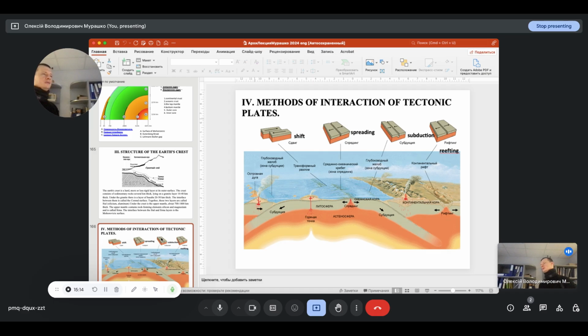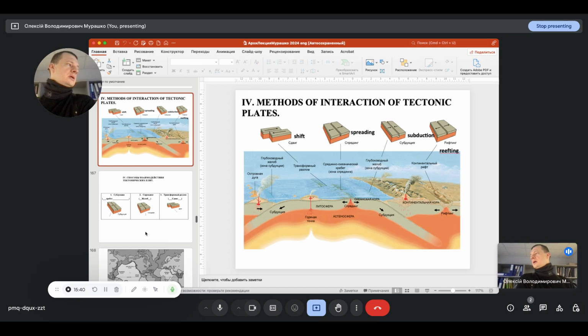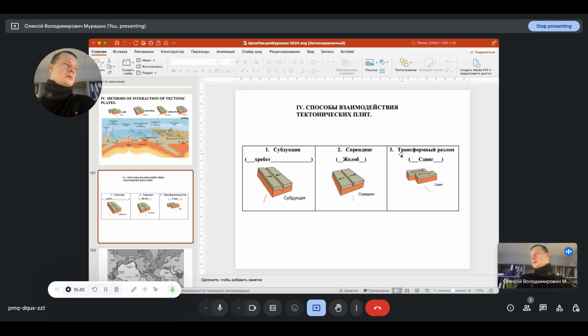So it is a shift connection, when it moves like this. It's spreading, when parts of tectonic plates move in this direction away from each other. Subduction, when one plate moves under the other, and rifting. It's the same situation as spreading, but spreading is the situation in the ocean, and rifting is on the surface. Those are the names of those interactions.